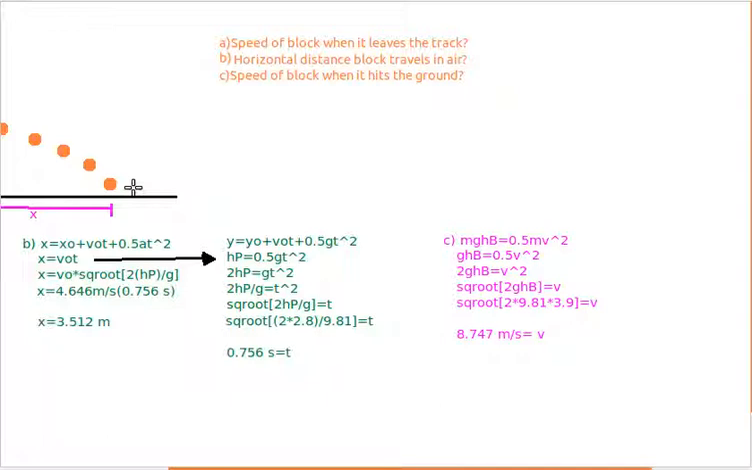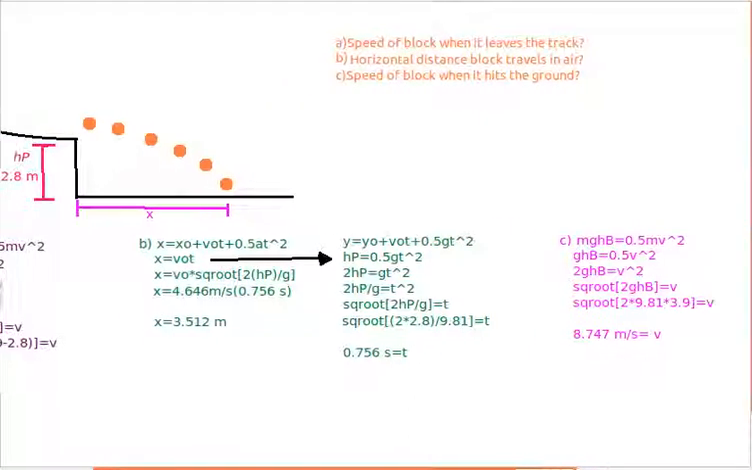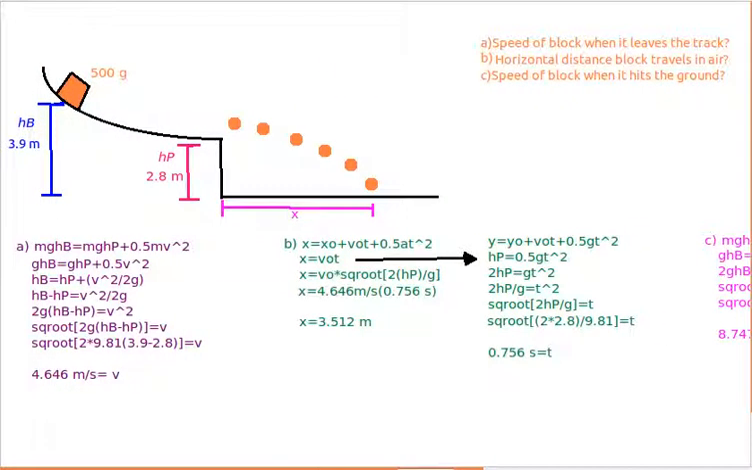So we're going to find our working equation. So we times by 2, and then we square root it to get the square root of 2 times g times hb, plug in our numerical values, and we get the velocity when the block hits the ground to be 8.747 meters per second. So those are our answers to this question. And you can see that throughout the whole question we never actually needed the mass of the block. So that's very convenient.